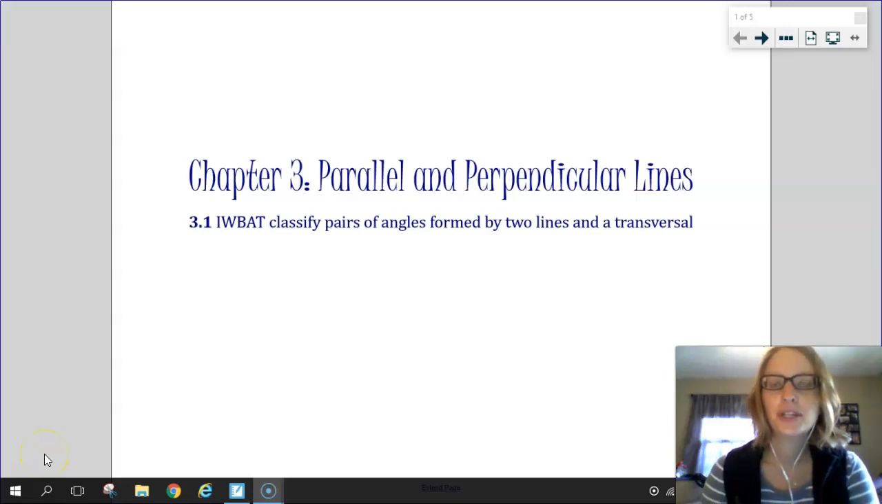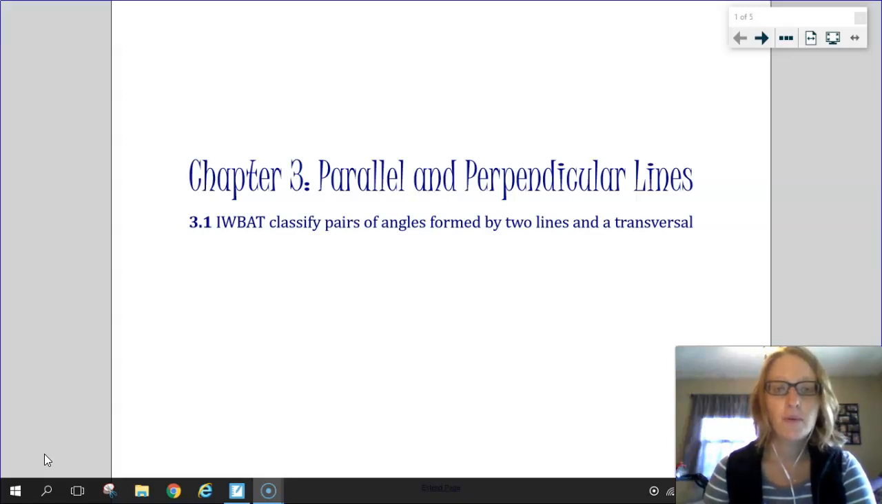Go ahead and start a new section of your notebook and title it Chapter 3, Parallel and Perpendicular Lines. You know in Chapter 1 how helpful your notes were for quizzes and tests and homework, so you're going to want to make sure that whether it's a video or in class, you're taking notes that you'll be able to look back on and use.